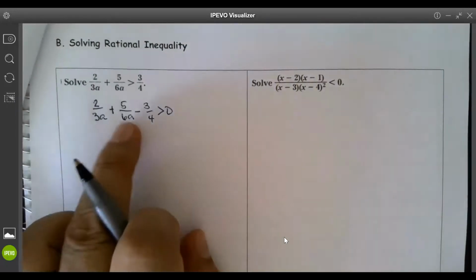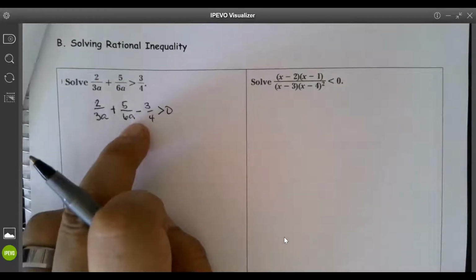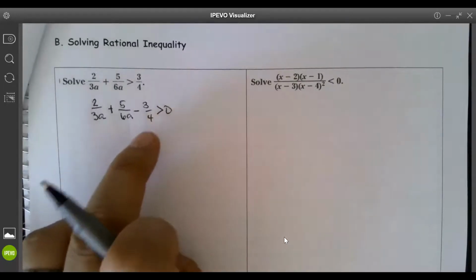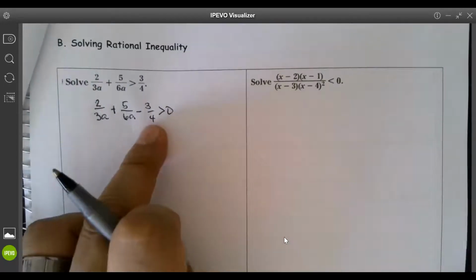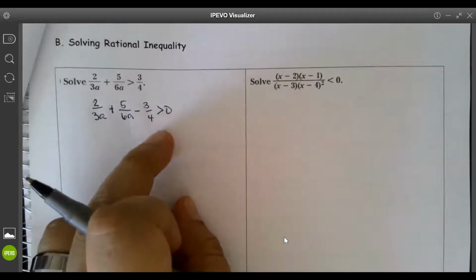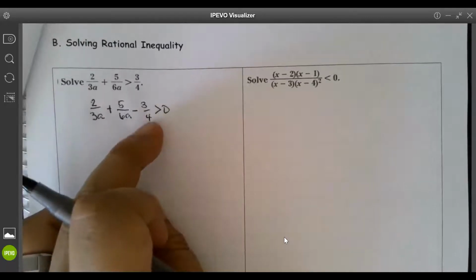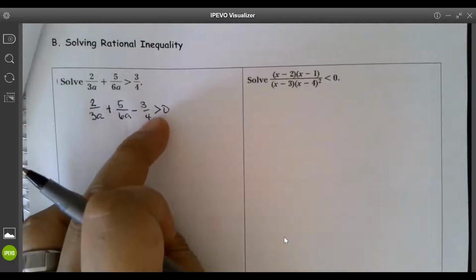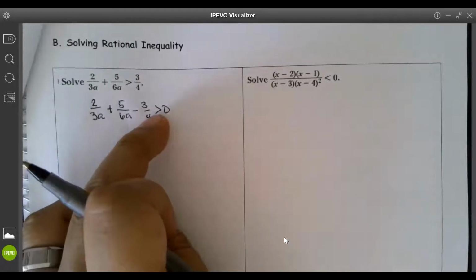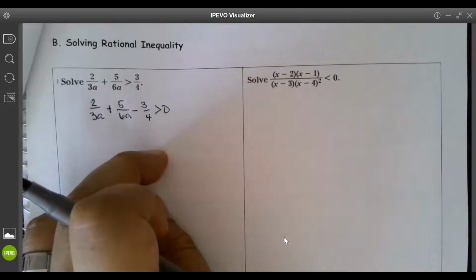And I will solve my A first, which will be the point wherein I will decide later on whether I am going to take the right side or the left side of that point for my solution. I'm going to explain that afterwards. So what you will do first is change the inequality symbol, this greater than symbol, into an equal sign first.